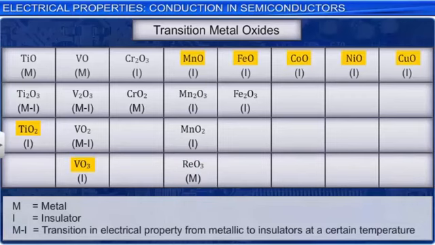For certain metal oxides like titanium 3 oxide, vanadium 3 oxide, and vanadium 4 oxide, there is a transition in electrical property from metallic to insulators at a certain temperature.